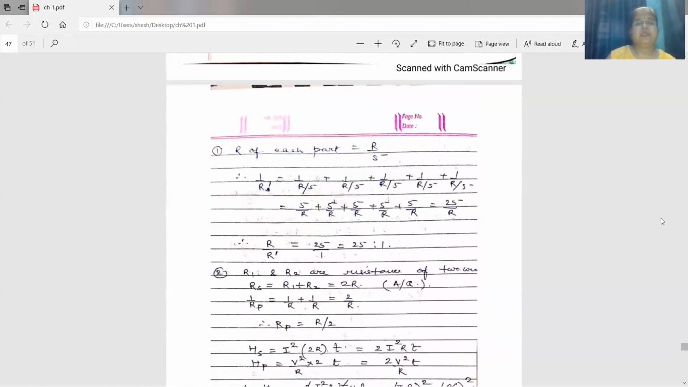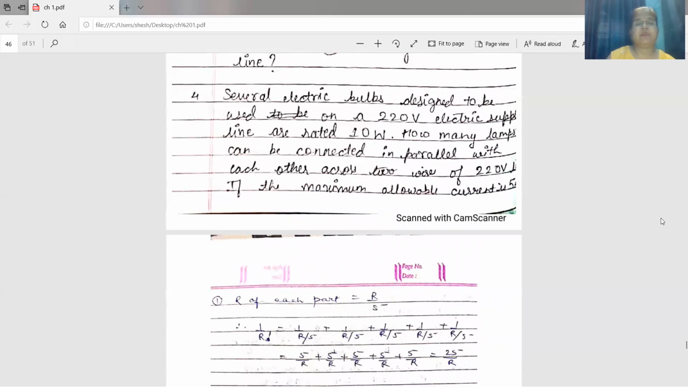Now next, this is a very important question, number 4. Several electric bulbs designed to be used on a 220 volt electric supply line are rated 10 watt. How many lamps can be connected in parallel with each other across two wires of 220 volt if the maximum allowable current is 5 ampere?